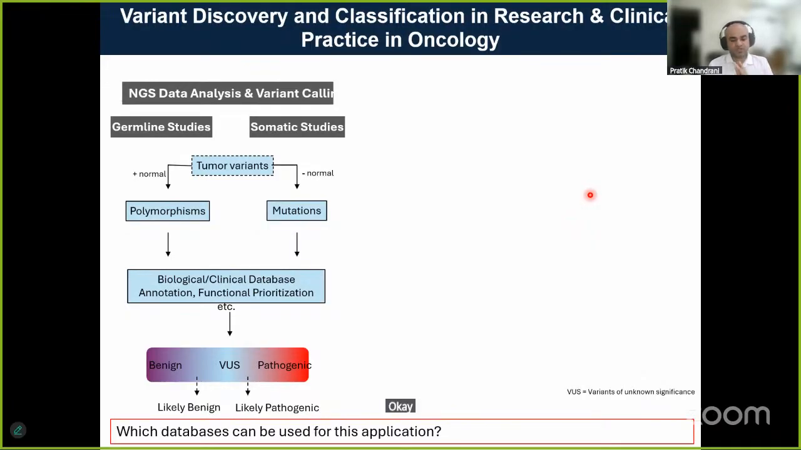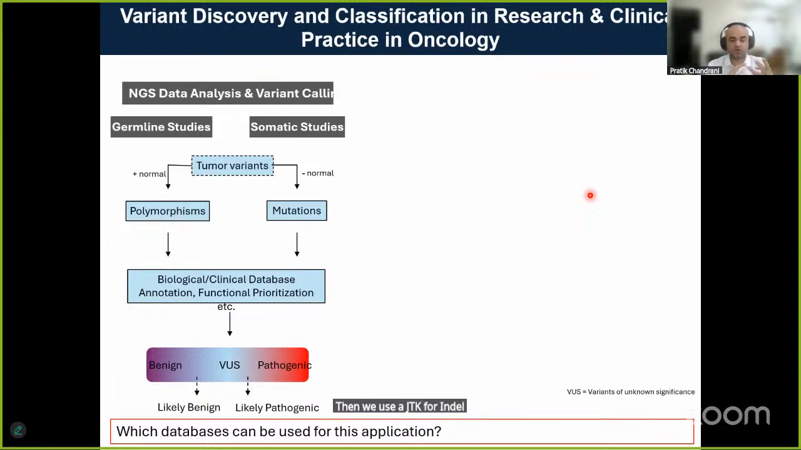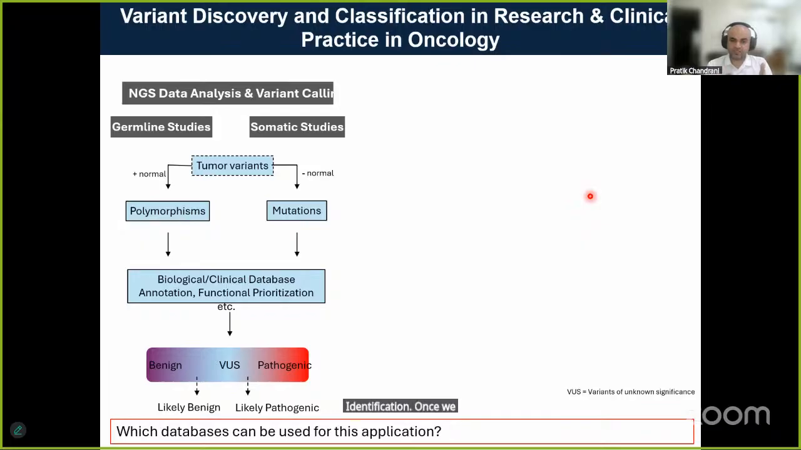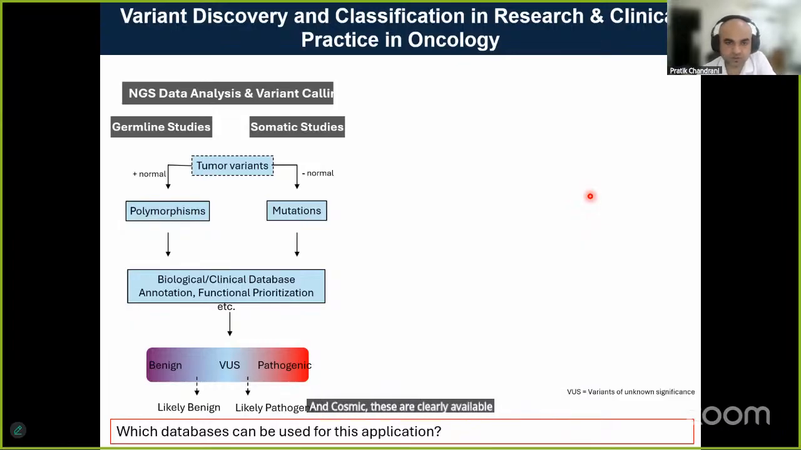Okay, so we have seen some complicated steps of genomics analysis, and they fit in a pipeline where we do alignment using BWA, then we do mark duplication by using Picard tools or some tools, then we use GATK for indel local realignment and to perform base quality score recalibration, and then we use GATK again for variant identification. Once we have a list of variants, we annotate them using conventional databases called dbSNP and COSMIC. These are freely available for academic purposes from their respective websites.